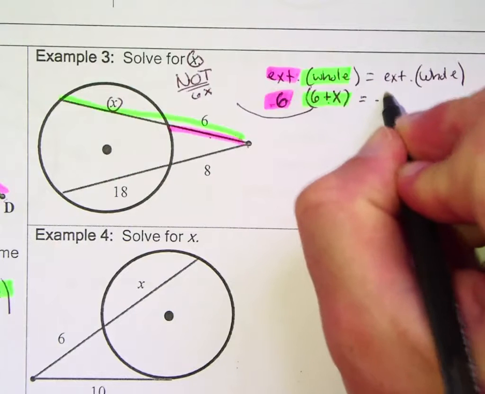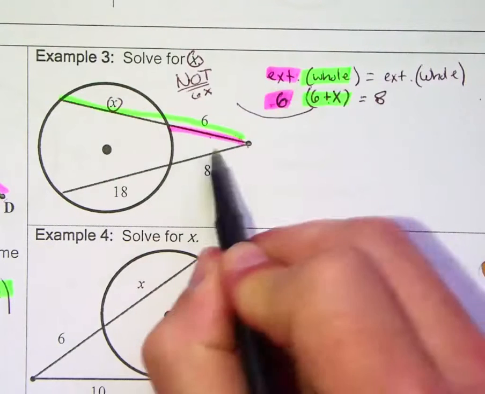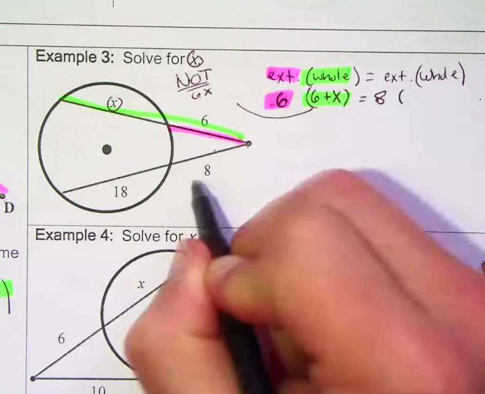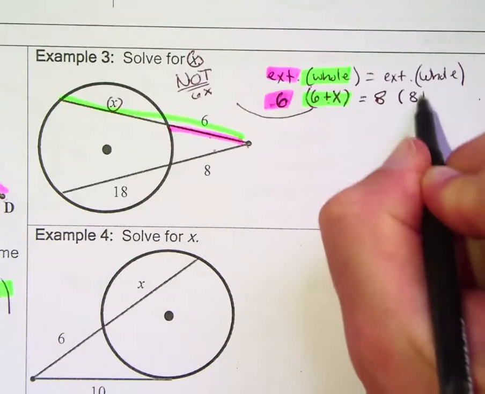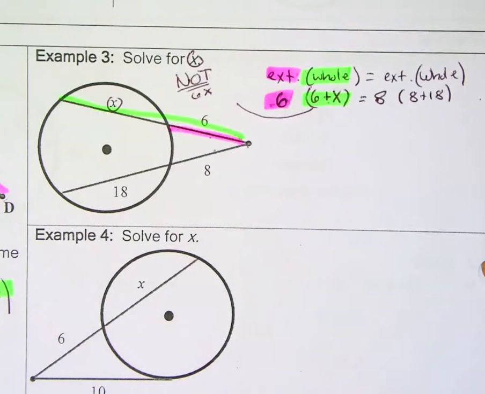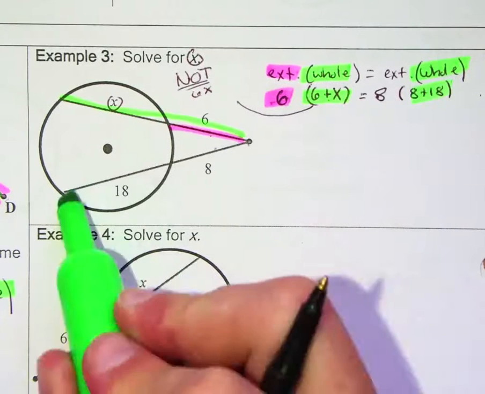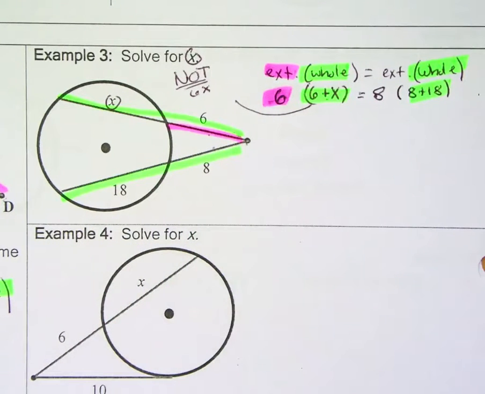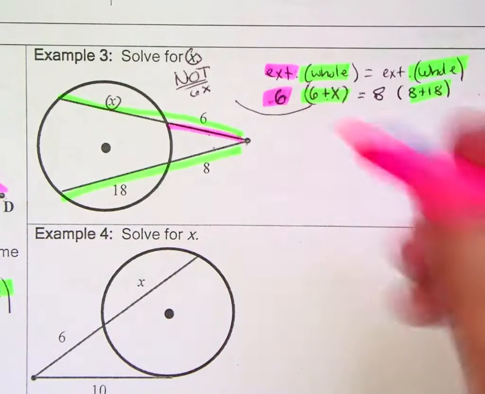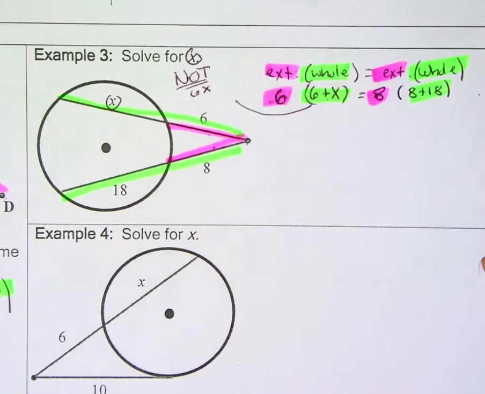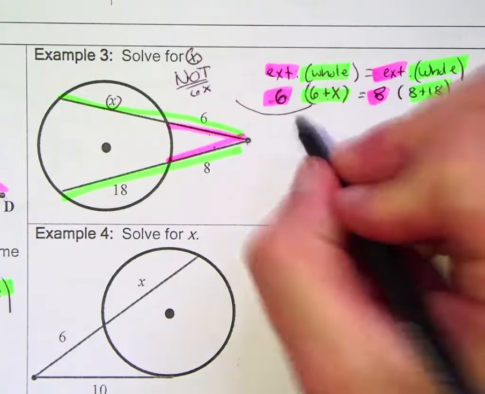So the exterior of the other segment is just the 8 times this whole segment here, and the whole segment there would be 8 plus 18. So we really want to watch out for that. It's very easy to mess up. Highlighters help out a lot. And then it's nothing more than algebra.